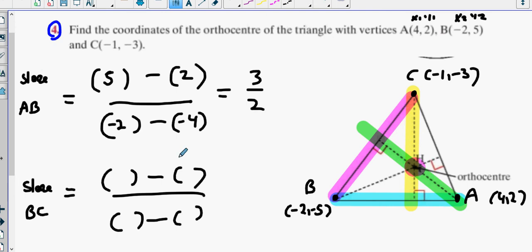Oh, it's not minus 4, it's a plus 4, is it? Well, then I got it wrong. Then it's 3 over minus 6, which is minus a half. Thank you. Alright. Next thing.